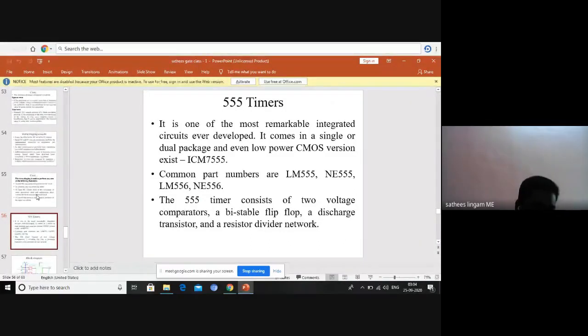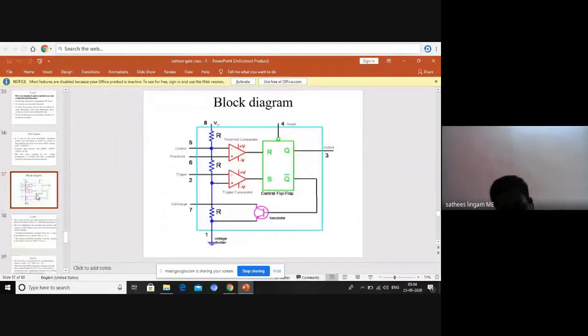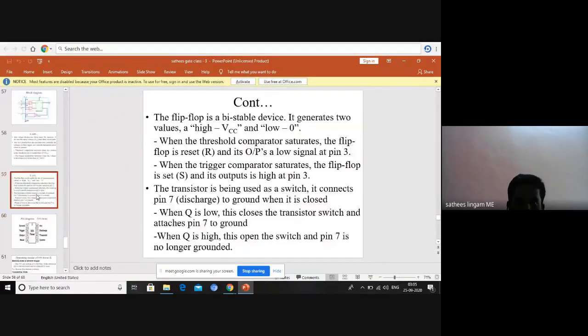The 555 timer consists of two voltage comparators, a bistable flip flop and a discharge transistor. This is the block diagram of the 555 timer. One flip flop is available, then the threshold comparator and the trigger comparator; two comparators are there. So that is control, threshold and trigger, then the fifth pin. They have given pin numbers 1, 2, 3, 4, and so on. That is taken from the pin diagram.